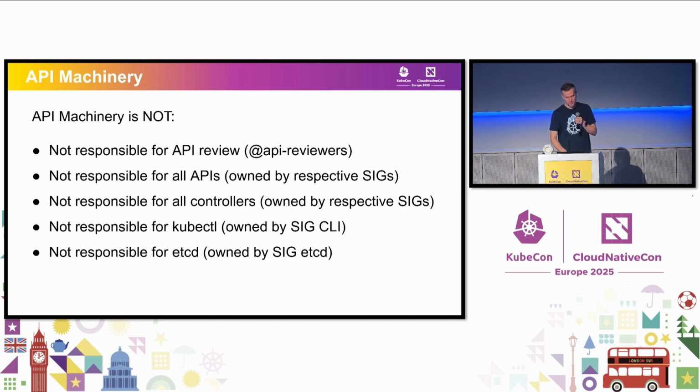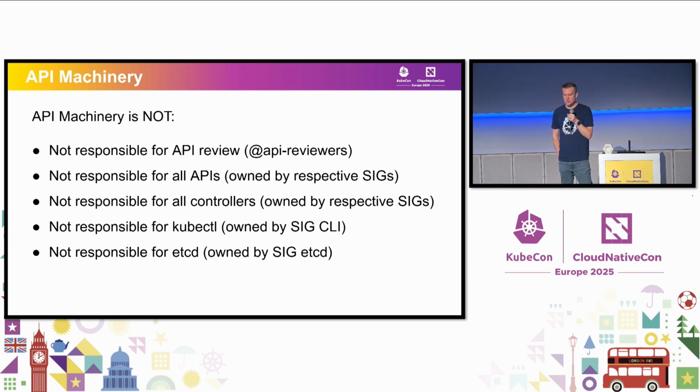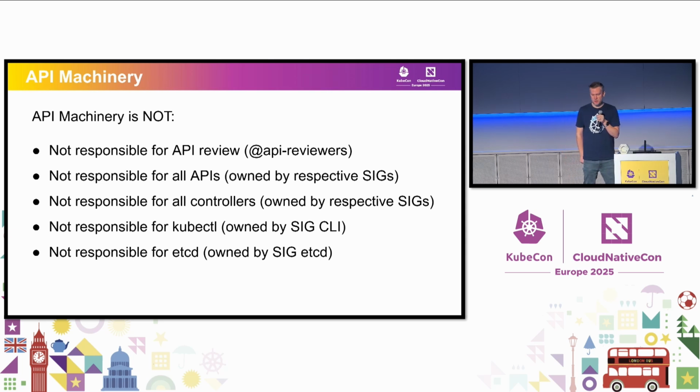To give a sense of the bounds of our responsibilities, I figured it'd be helpful to talk about what API Machinery is not. We are not responsible for API review. There is a dedicated group of really talented people that do that. If you are working on a feature, you do need API review. We would certainly be happy to give you advice, but we are not official reviewers, and there's a dedicated group that you need to go to for that.